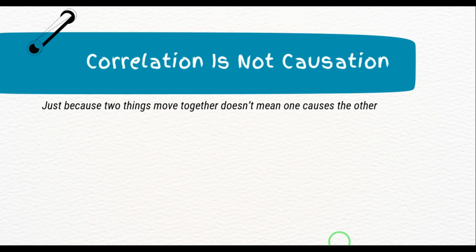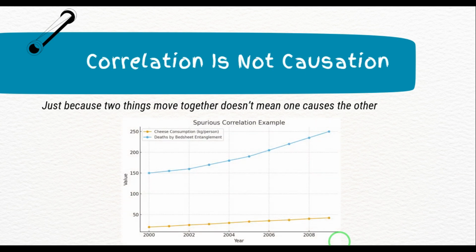In 2014, a Harvard Law student who was analyzing US data from 1999 to 2009 found that as cheese consumption per person increased, deaths from people getting tangled in their bed sheets also increased. Mathematically, the two trends correlated very strongly, meaning that when one went up, the other did too. So does cheese cause fatal naps? Of course not. That's the classic trap. A third factor, like time, population growth, or coincidence, can make unrelated things move together.